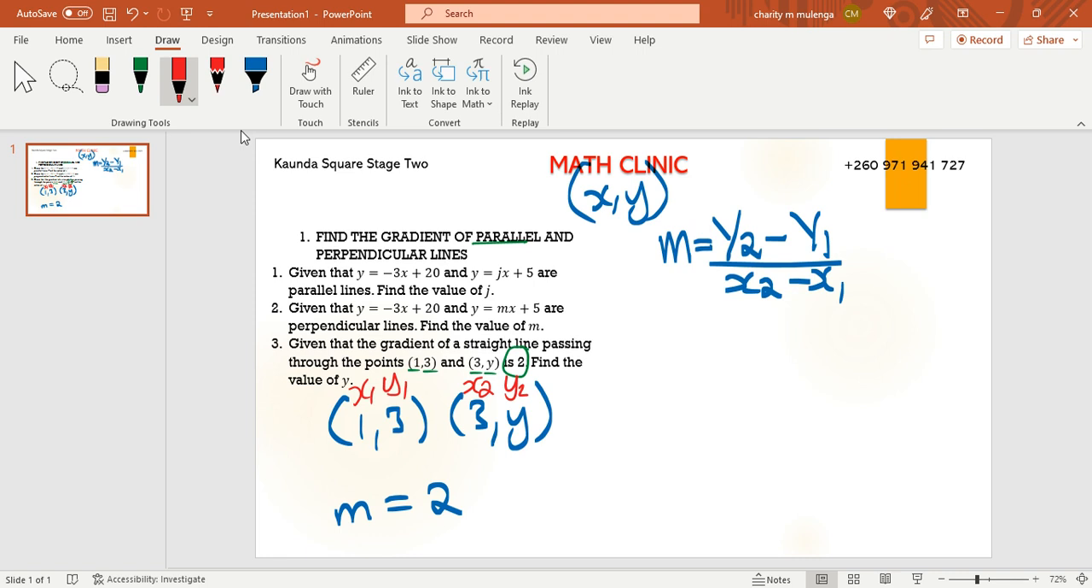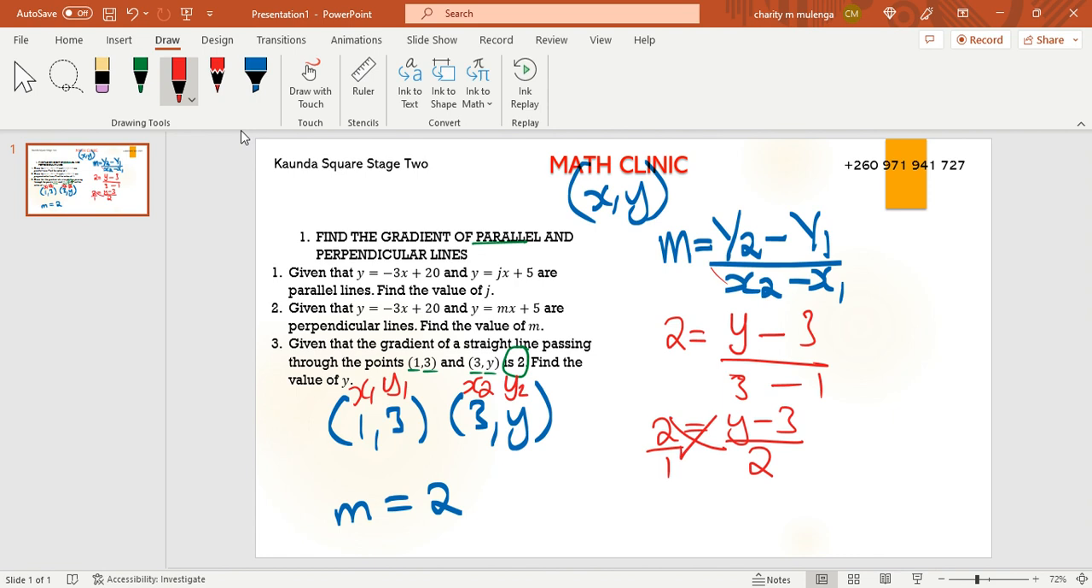So we're going to substitute now. So we're saying m is 2, our y2 is y, what we are looking for, our y1 is 3. Don't forget, you obey the formula. So y2 minus y1 first. Then x2 minus x1, we're saying 3 minus 1. Okay, at this point, we are going to work it out. 3 minus 1, we're getting a value of 2. You introduce a 1 there, then you're going to cross multiply.